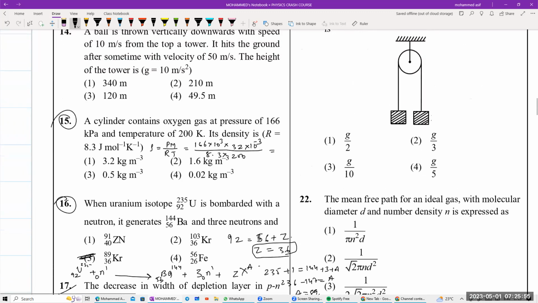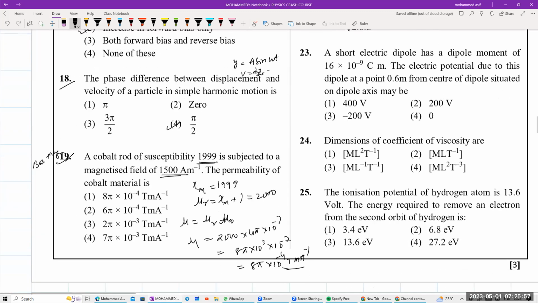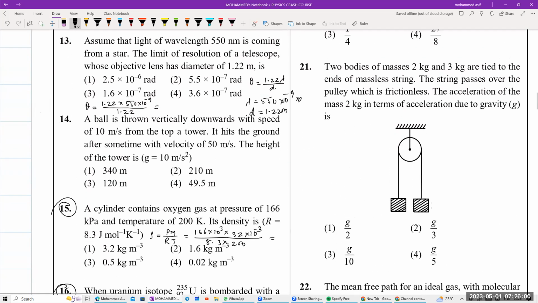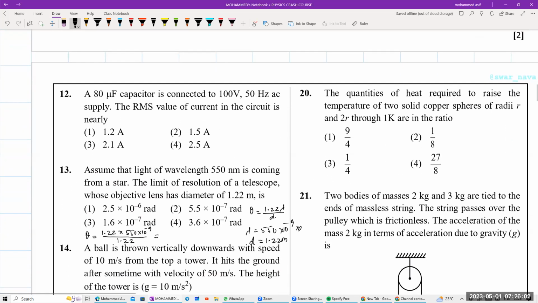Chaliye next. I hope you can even do this question beta. Question number 20 bhi aap log kar sakte ho. The quantity of the heat required to raise the temperature of two solid spheres of radius r and 2r through 1 Kelvin will be equal to how much? Quantity of heat required, delta Q is equal to m into s into delta theta. Mass is equal to volume into density, 4 by 3 pi r cube into rho into specific heat into delta theta. So this is your delta Q.